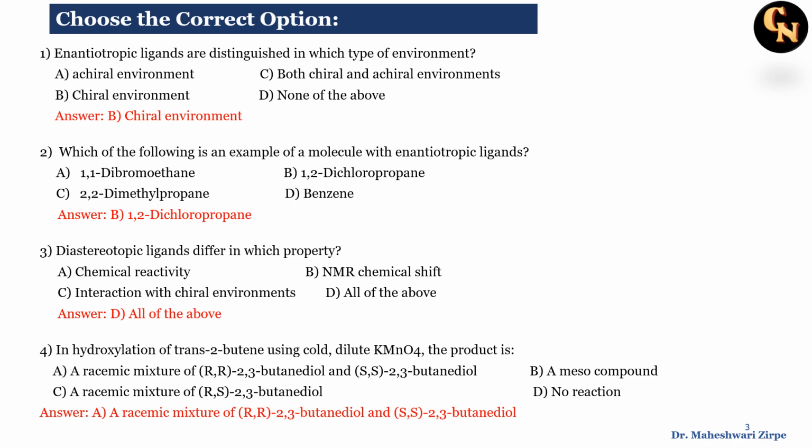a racemic mixture of RR-2,3-butanediol and SS-2,3-butanediol. And cis always gives us, yes, students, do you remember what cis-butene will give? Cis-butene is going to give you only one product, that is the meso product.